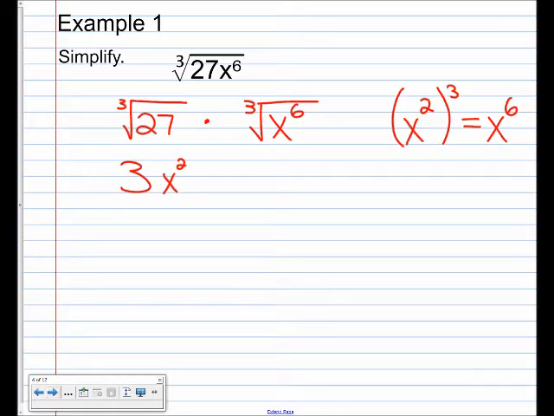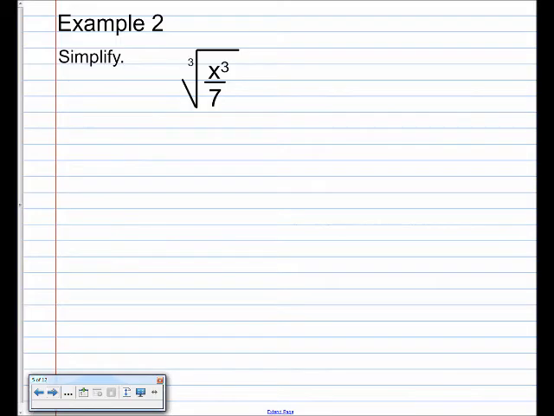Great. And that'll be in the practice. Okay? Exactly. So let's do another example. It says to simplify the cube root of x cubed over 7.